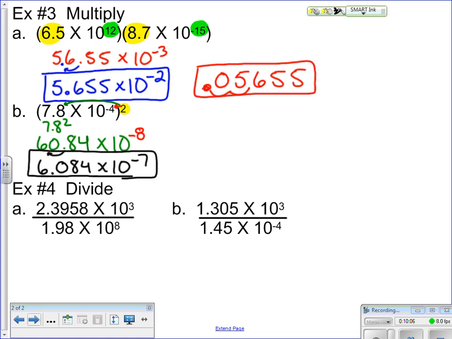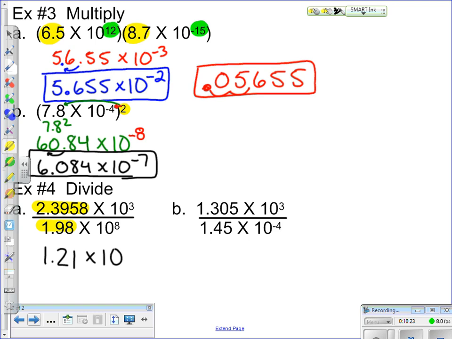This is division, so divide. Divide the yellow numbers. 2.3958 divided by 1.98 is 1.2. And what do you do with the little numbers? Right, subtract them. 3 minus 8. 3 minus 8 is negative 5. And that is in scientific notation.